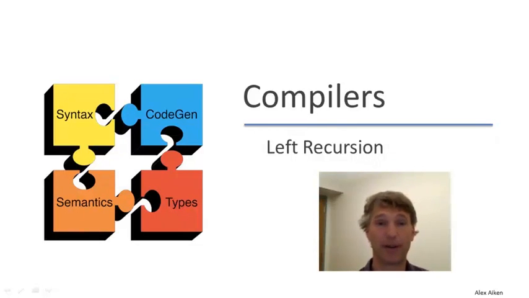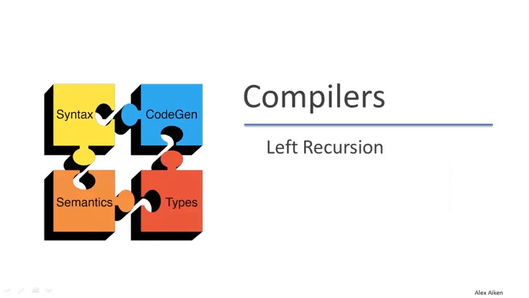In this video, we're going to talk about the main difficulty with recursive descent parsing, a problem known as left recursion. Let's consider a very simple grammar that consists of only one production.